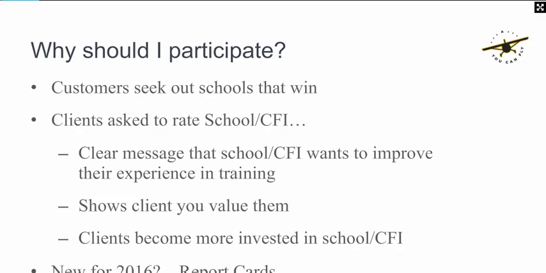Secondly, on the second bullet there, clients asked. If you ask your customers to rate your school, think about what that's telling them too. It's a clear message to them that you want to improve what you're doing, and it shows clients that you value them. And when you do that, by them taking the poll, it's getting them to invest in you, and so now they're going to want to see you succeed because they took the time to fill out the poll. I want to see you guys win. So it's that nice relationship you're building: them rating you, you valuing them, and then them wanting to support you and make you successful as well.